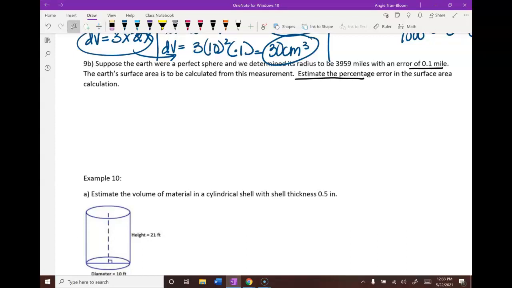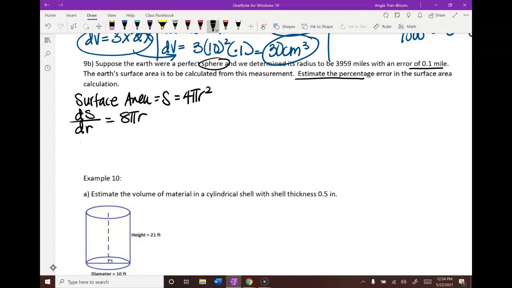So here we go. Let's start with the surface area, which is S, which is going to be 4 pi r squared for a sphere. Then we are going to take the derivative, the change in surface area with the change in radius, which is 8 pi times r. If we just want the change in surface area by itself, we multiply dr to both sides, so 8 pi times r times dr. So that is that for now.